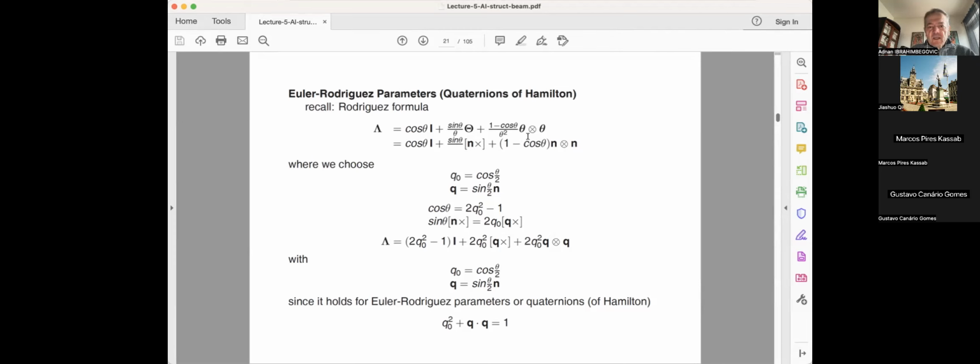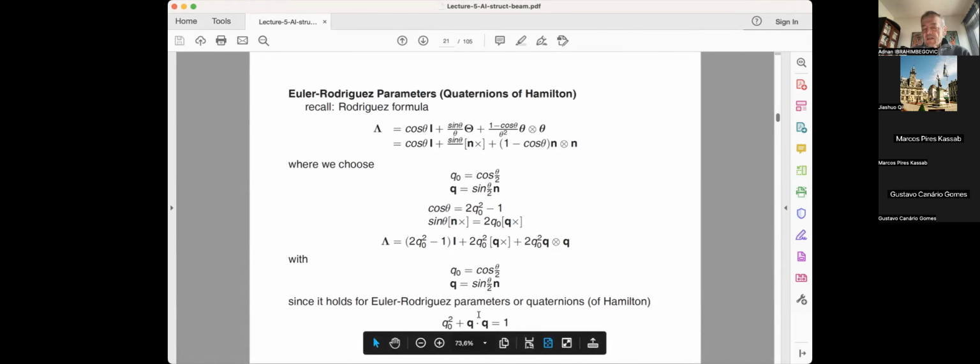the axial vector theta. So if I take the scalar part to be cosine of theta over 2, and the vector part to be sine of theta over 2 times n, where n is the rotation axis, it turns out that cosine theta is equal to 2 q0 squared minus 1, and sine theta times n tensorial is equal to 2 q0 times the vector part, taken as axial. So I can write my orthogonal matrix in terms of quaternions with scalar part and vector part in a unique way. And this is the connection for these types of quaternions.